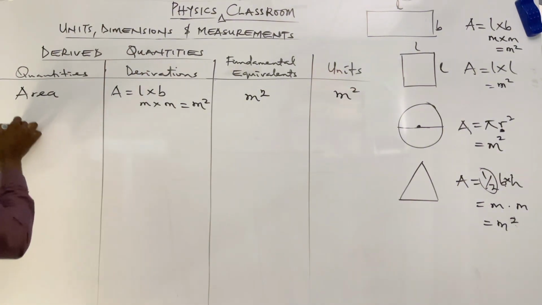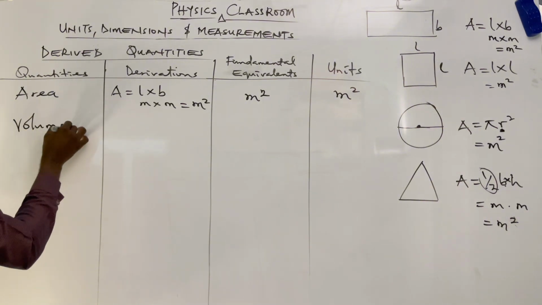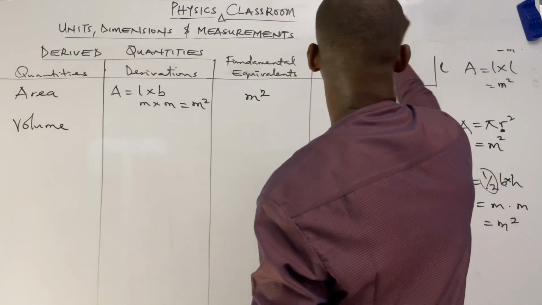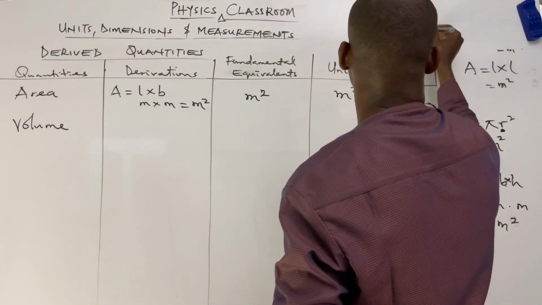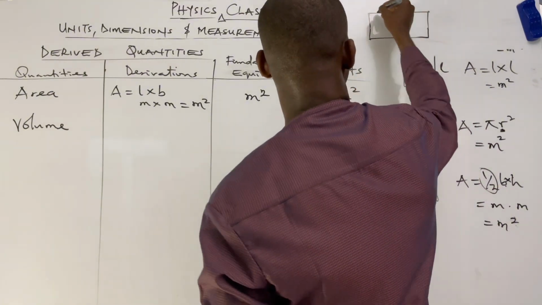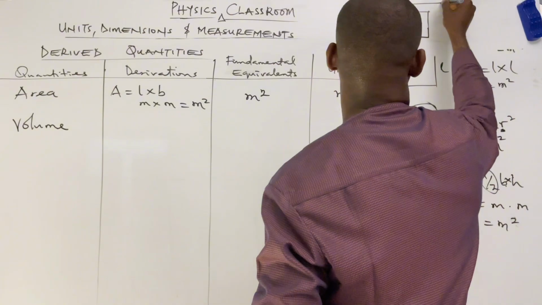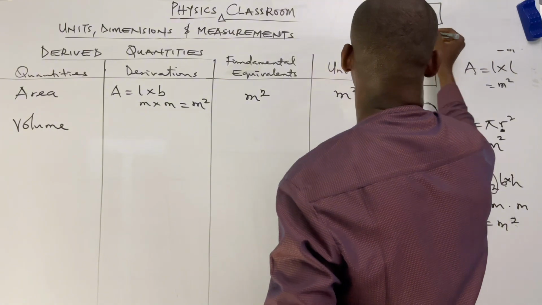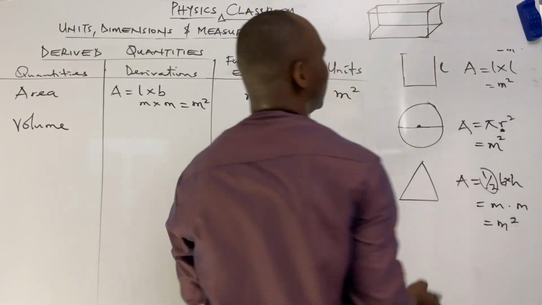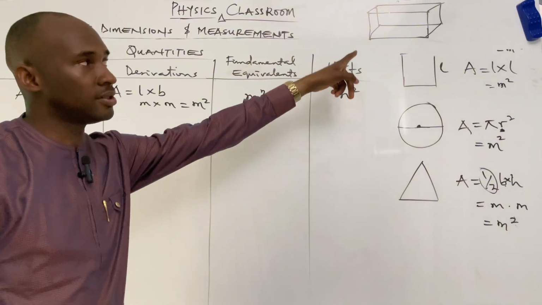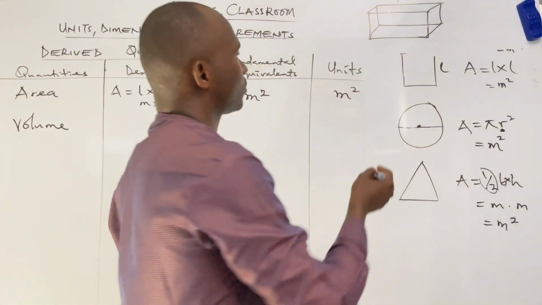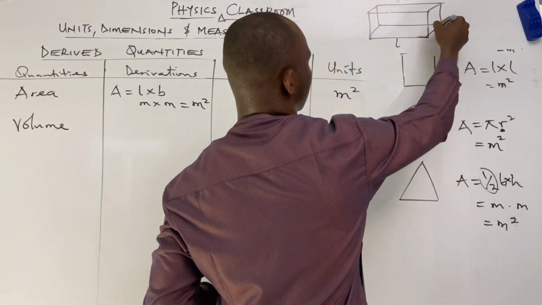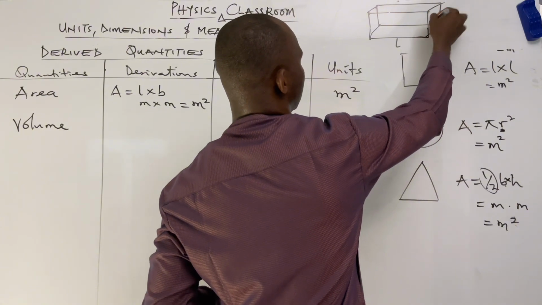We can move to the next, which is volume. You should be used to our regular seasoning. We call it Maggi in this part of the world, Nigeria. As Yoruba people, we have it. It's usually in cuboid form like this. So this is the length, this is the breadth, and this is the height.